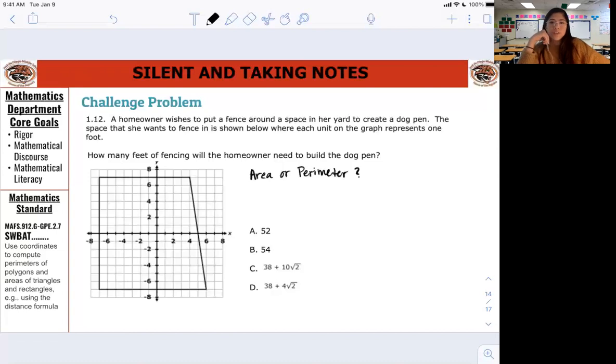Okay, Janelle and Jalen, you guys are both correct. This is perimeter. She's building a fence. A fence goes around. So I'm calculating all the way around. That's perimeter. Okay, so I need to know the perimeter, which means I need to calculate all the lengths. So let's go ahead. 3 of those will be easy. 1 of them will need the distance formula. So start with the easy ones.